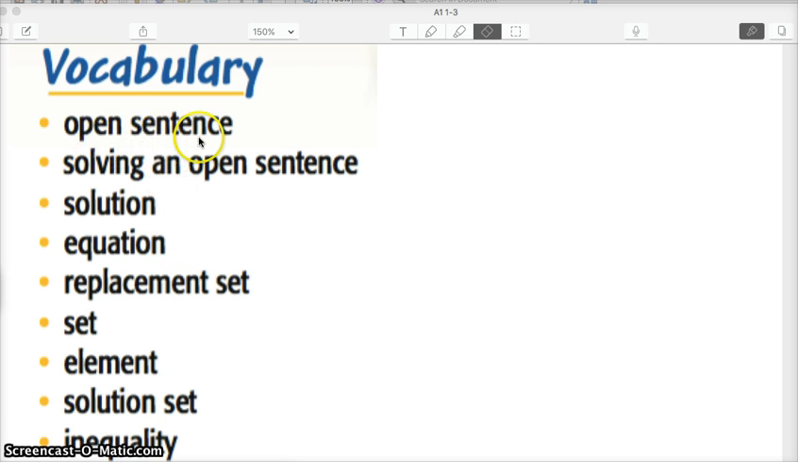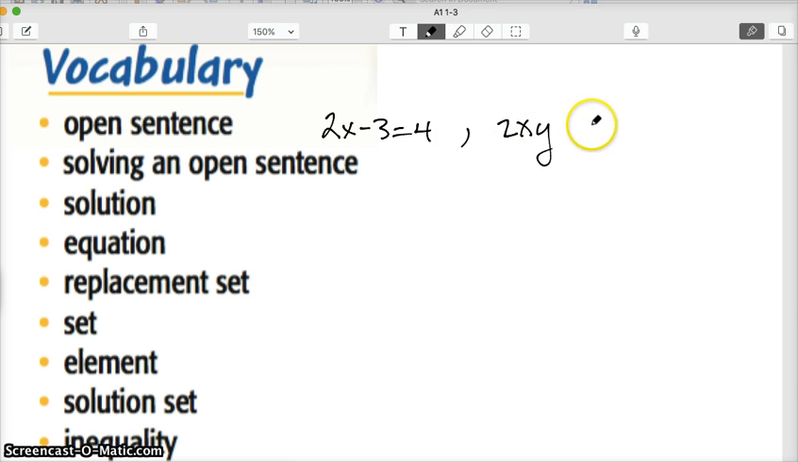So today we're going to talk about open sentences, and basically an open sentence is any mathematical statement that has a variable in it. So 2x minus 3 equals 4, or 2xy equals 1. Anything like this, any kind of mathematical statement with one or more variables is considered an open sentence. The process of solving an open sentence is the process of figuring out what the value of the variable is or could be, what values the variable could have.